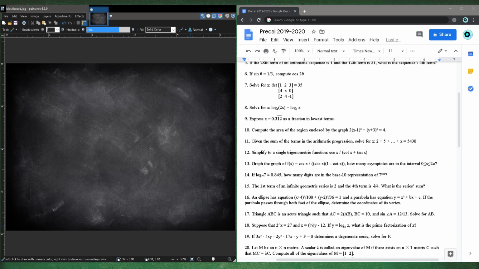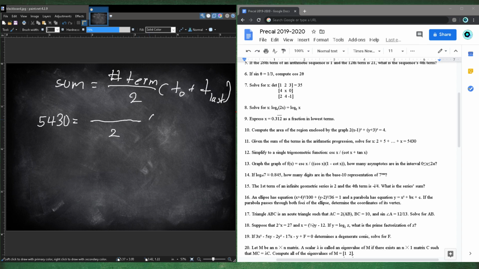Okay, number 11. Given the sum of the terms in the arithmetic progression, solve for x. So 2 plus 5 plus etc. Right? So it's going by a common difference of 3. So the formula for the sum of an arithmetic sequence is the number of terms, how many terms there are, divided by 2, times the first term plus the last one. Okay, so following this formula, we have 5,430 is equal to the number of terms, which we'll calculate later. And the initial term is 2, and the last term is going to be x, right? Because we go up to x.